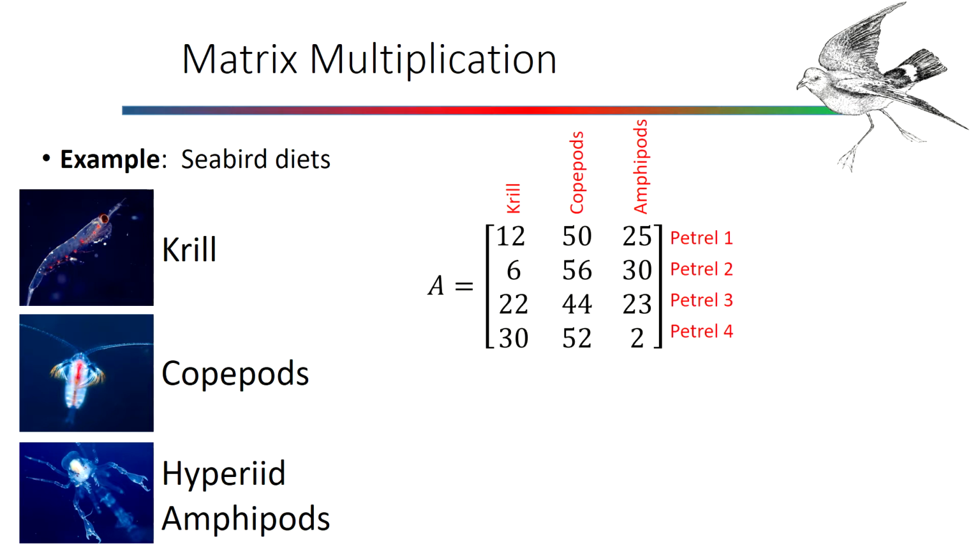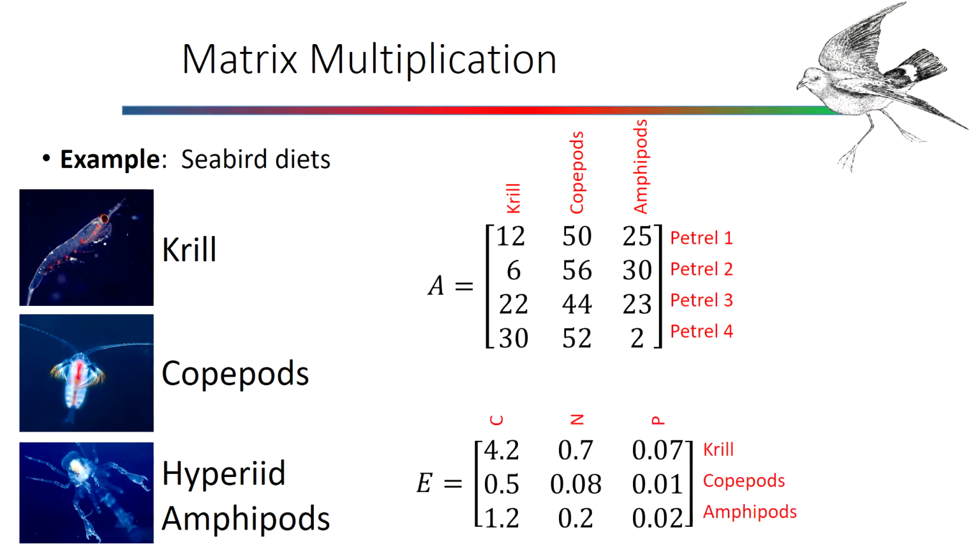We then measure the average carbon, nitrogen, and phosphorus content of each taxon that we caught, and we encode it into matrix E. In matrix E, the rows correspond to the elemental composition of krill in the first row, copepods in the second row, and amphipods in the third row. The columns correspond to the elements in each type of organism. The first column is carbon, the second column is nitrogen, and the third column is phosphorus.